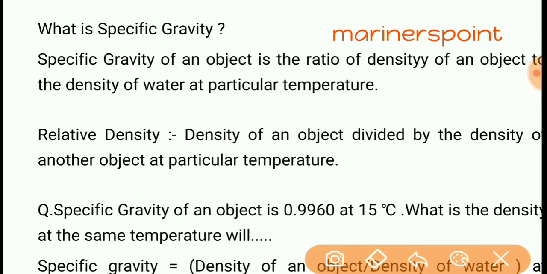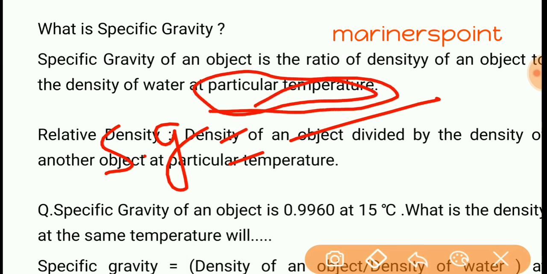What is specific gravity? Specific gravity is the ratio of the density of an object to the density of water at a particular temperature. Specific gravity of an object is equal to the density of the object divided by the density of water at a particular temperature. Always remember, the temperature should be the same for both. Specific gravity is calculated at a particular temperature.